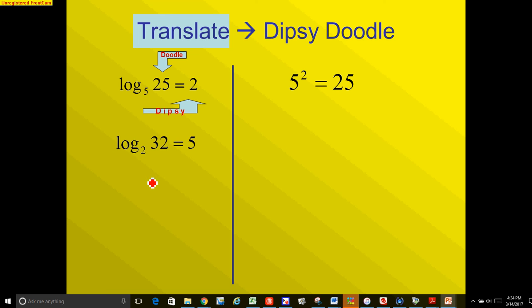Read it. The exponent that turns 2 into 32 is 5. Logs are exponents. Translate that into the equivalent exponential, right? Cross the language barrier. Take logs and turn them into exponents. Dipsy, doodle. Write the 2, dipsy the 5, doodle the 32. Isn't it true that 2 to the 5th is 32?